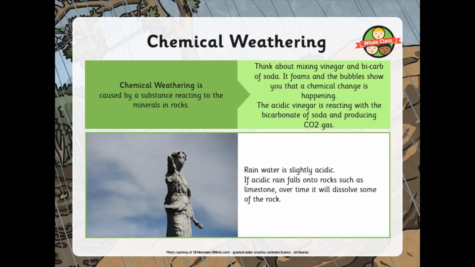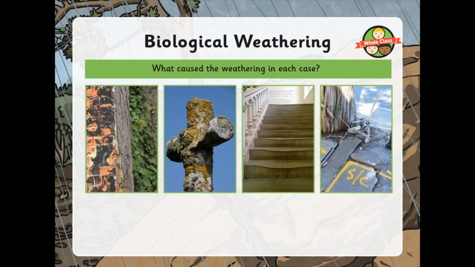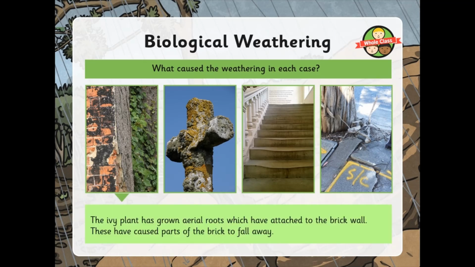Now, chemical weathering is anything to do with a substance reacting to minerals in the rocks. And then finally, we have got biological weathering. Have a look at these photographs. Biological weathering. What has happened here? That might help explain what biological weathering is. So, this ivy plant here has grown aerial roots which have attached to the brick wall, and this has now caused parts of the brick to fall away. Okay, the brick's been crumbled here.